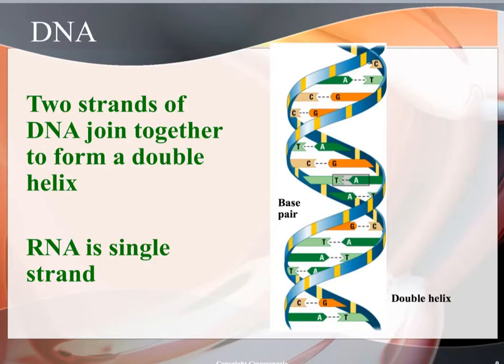In DNA, these 2 strands actually join together, and they're held together in here by hydrogen bonds. Remember, hydrogen bonds do not share an electron, but there is a strong attraction because of the chemical structure of these 2 nitrogenous bases. This double helix is able to hold together. RNA, unlike DNA, is only a single strand.